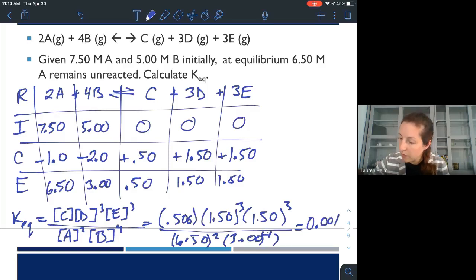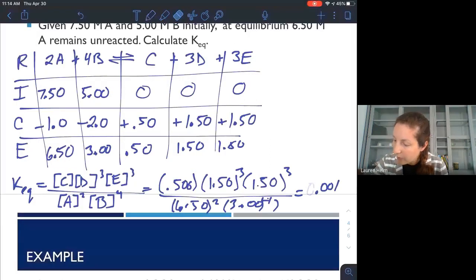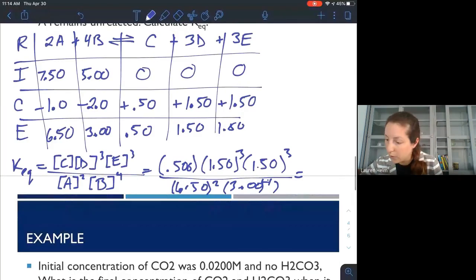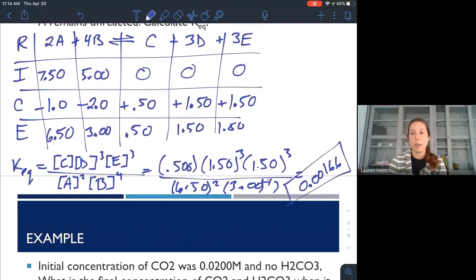0.0016. Whoops. Ran out of space to write. Let's go ahead and move down a line so I don't accidentally press buttons on here. So 0.00166. Remember, these are unit-free numbers.